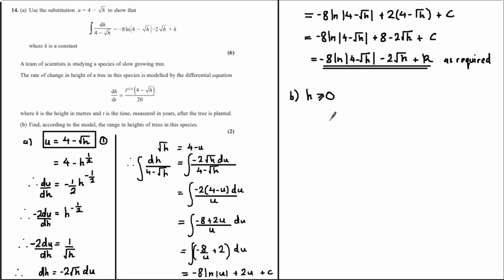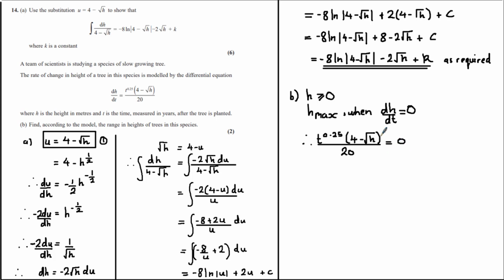Let's work out the maximum value of h now. Notice that h, the height, would change over time, and that means that h is a function of time. We've seen in a previous question that if you have a function, you can find its maximum value by taking its derivative and setting it equal to 0. In this case, we've been given the derivative of h with respect to t as follows. So we can find the maximum height by setting this derivative dh over dt equal to 0. Therefore, t to the power of 0.25 times 4 minus root h over 20 is equal to 0.